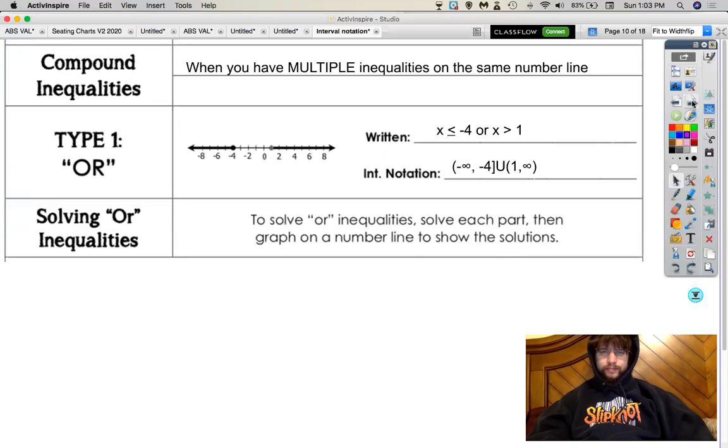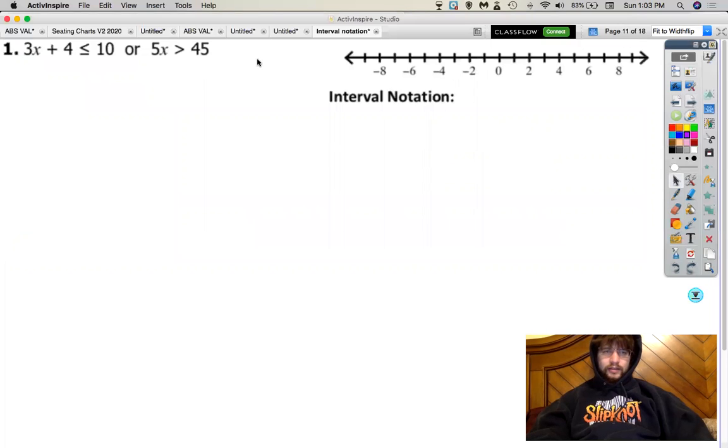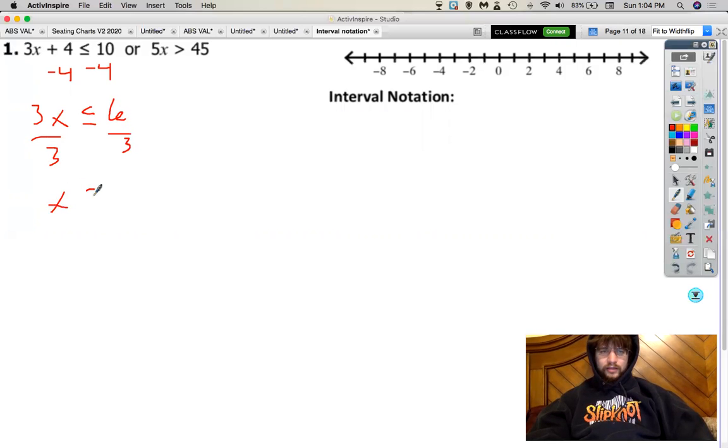Let's try some. So notice we have this inequality or that inequality. Well, just solve them. Solve this one, solve that one. Now, let's just go ahead and solve it right here. 3x is less than or equal to 6, divided by 3. x is less than or equal to 2.